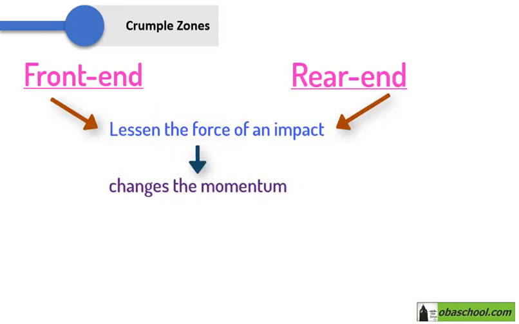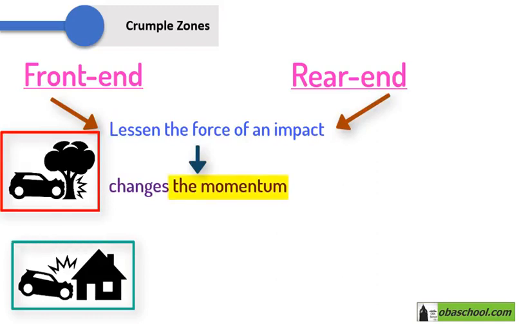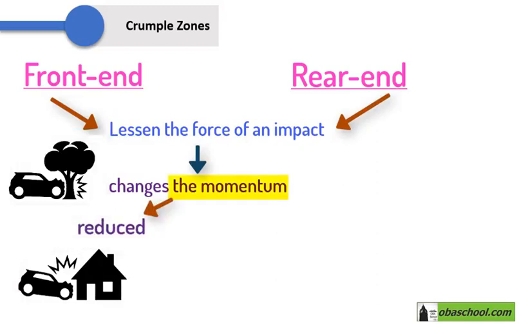If the car is projected to a front-end impact, for example, the car hits a tree or a wall, the momentum of the car is reduced. This car is made to stop by the effect of this impact.